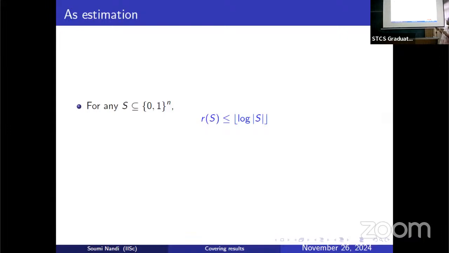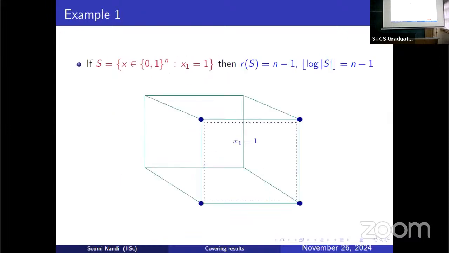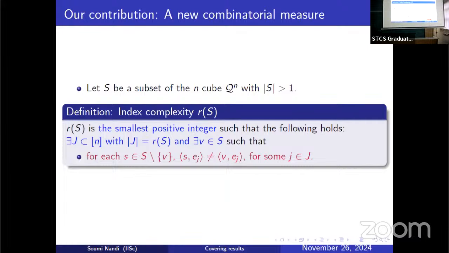Can you show the definition one more time? There exists a J and there exists a V. Okay, fine. So you take V equal to the origin and get 1, and otherwise, okay, got it.